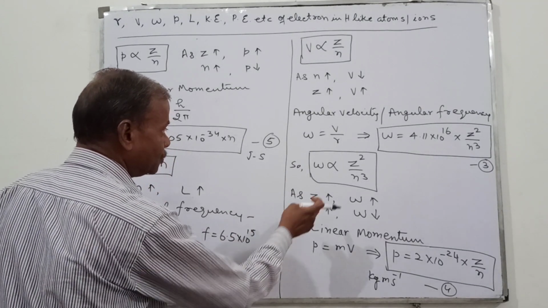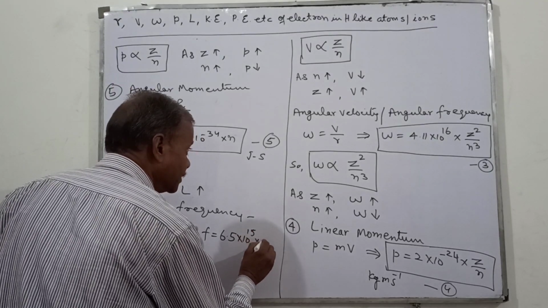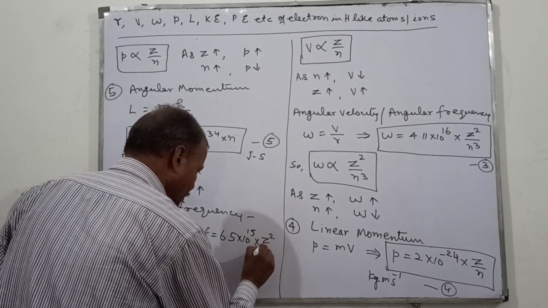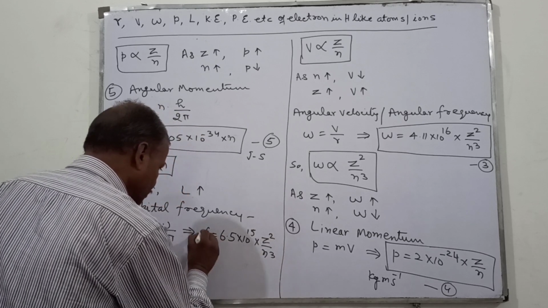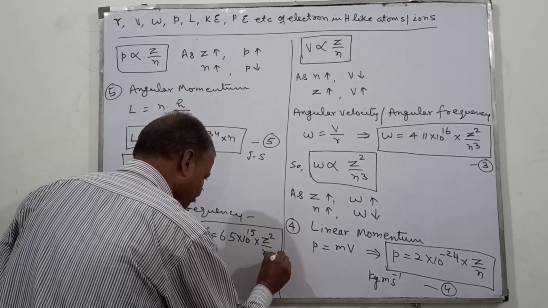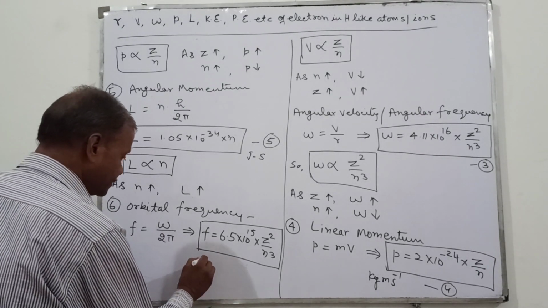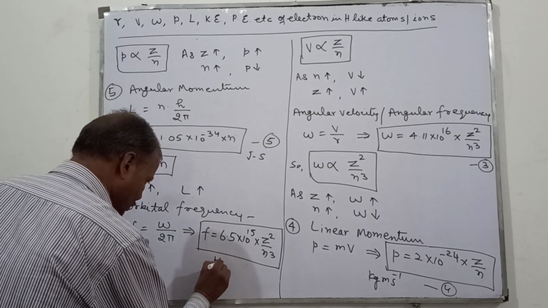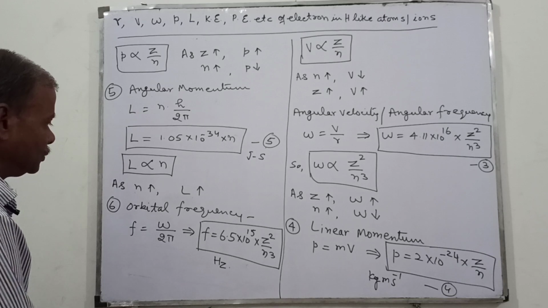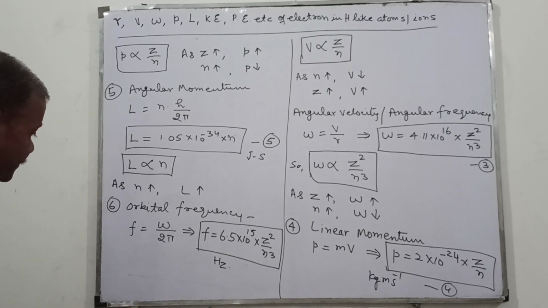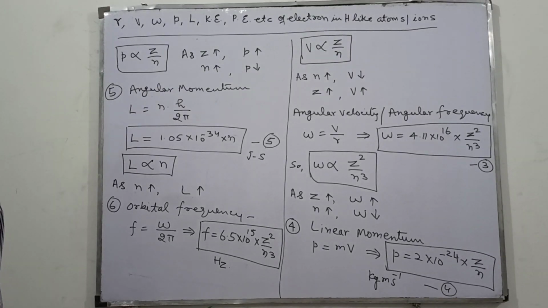And this omega is now your Z square upon nq. This is so much, in hertz. So we can see that this F is proportional to Z square upon nq.